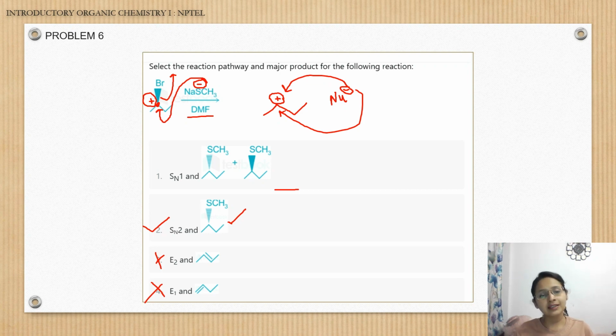So if it is attacking below the plane, you will have this. If it is attacking above the plane, you will have this. So in the reaction, you will have a racemic mixture because both enantiomers are getting formed. So racemization is going to happen in SN1, whereas in SN2 stereochemistry is fixed. So the nucleophile has to attack from the opposite side of the leaving group. So there is only one configuration, one product that is getting formed. Right? Is it clear?